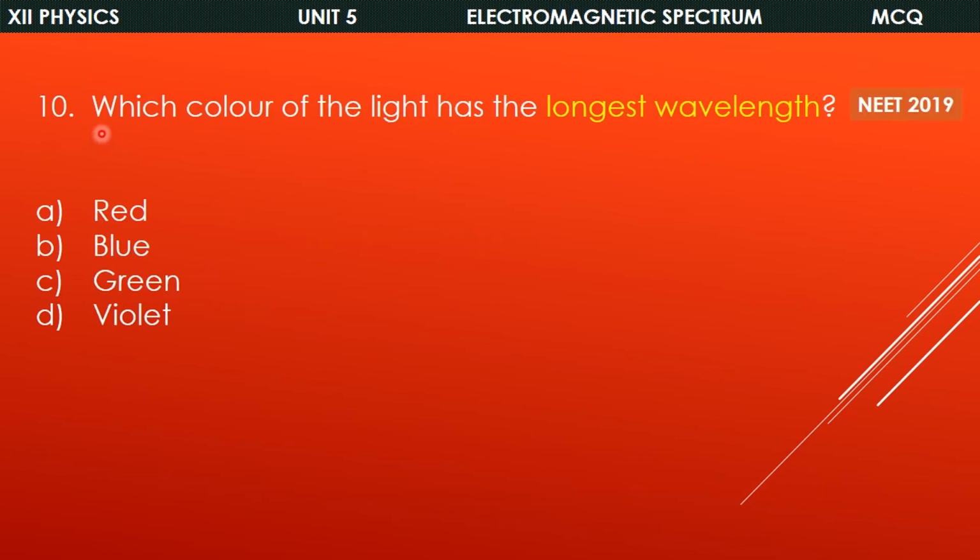Last question. Which color of the light has the longest wavelength? This question was asked in NEET 2019. The answer is A. Red.